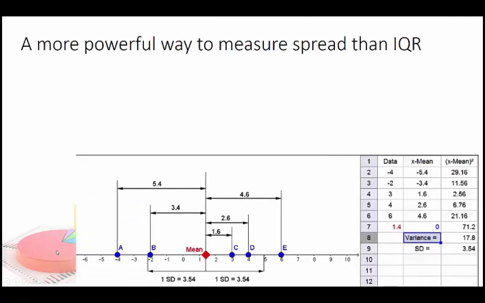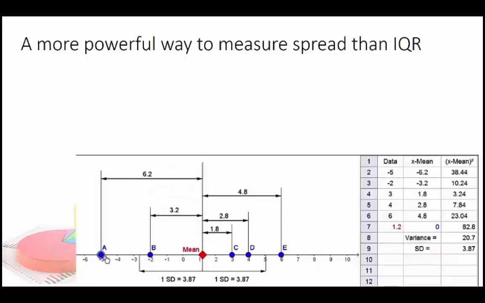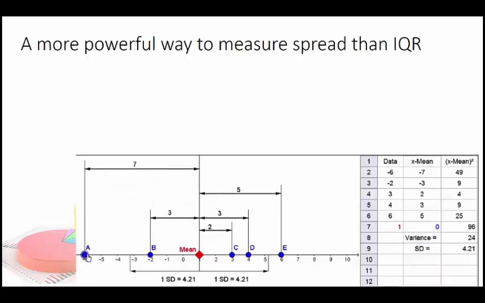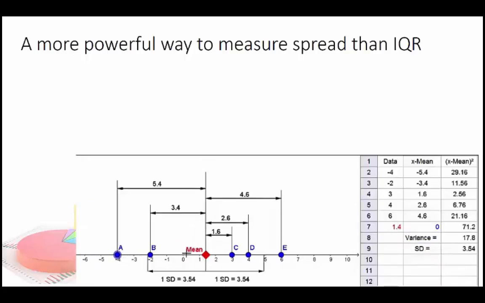Now, this is a really cool applet on GeoGebra that's going to let me explore a more powerful way to measure spread than IQR. First of all, these are some data points that I have here, and we've taken the average, or the mean, and that's 1.4. The cool thing is, if I move the data point, you can see how this is dragging the mean lower as I pull it further away from the group, right?